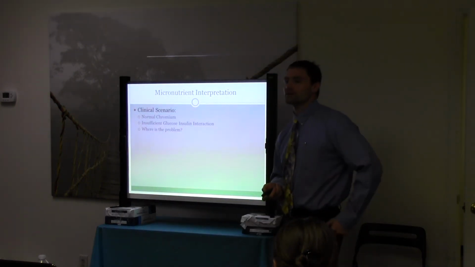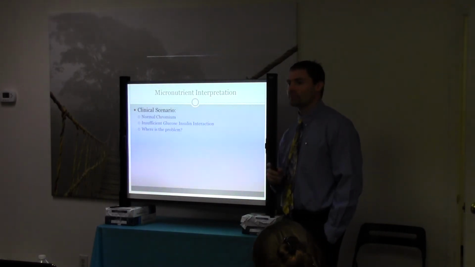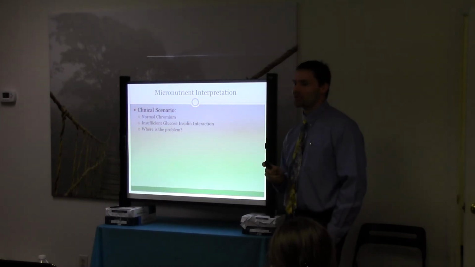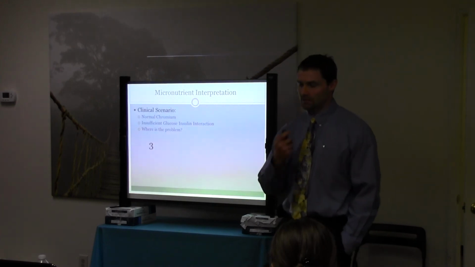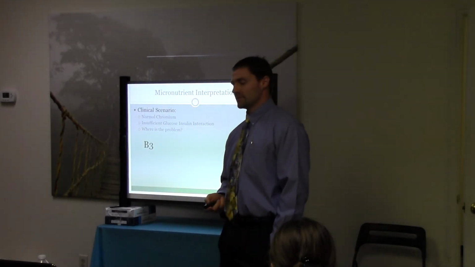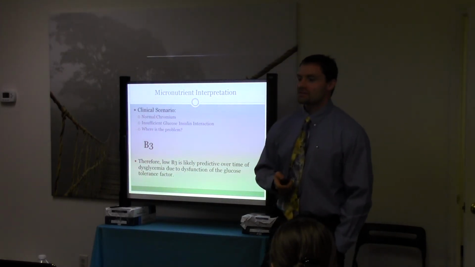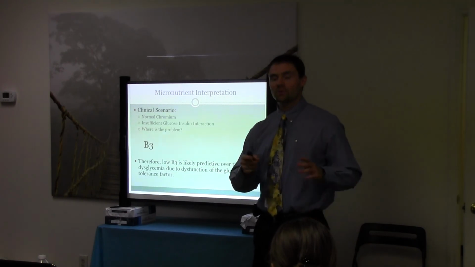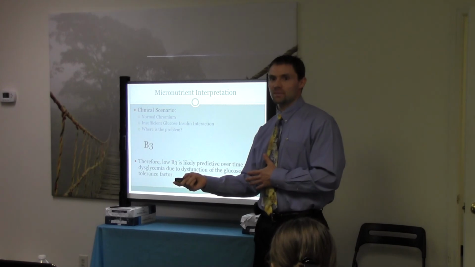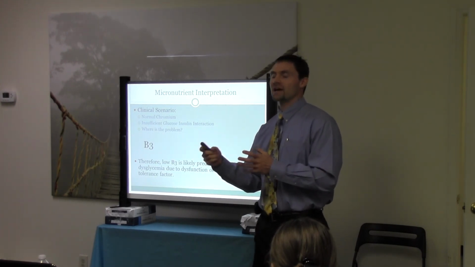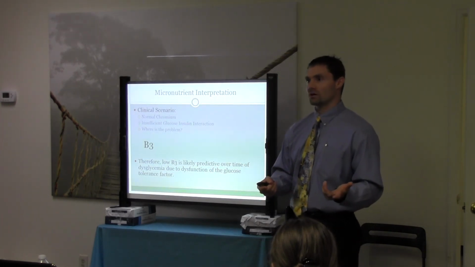So here's your clinical scenario. You've got a normal chromium, then you're looking at the micronutrient test, right? You've got a normal chromium and an insufficient glucose-insulin interaction. Where's the problem at? B3. B3, right? Pretty easy. Okay, so it's with your niacin. Now, if your B3 is low, then you're likely predicting an increased occurrence of the development of dysglycemia. Does that make sense? Because you're beginning to challenge the ability of those insulin receptors to function appropriately because of impairment of your glucose tolerance factor.